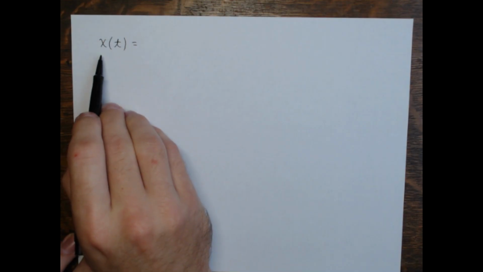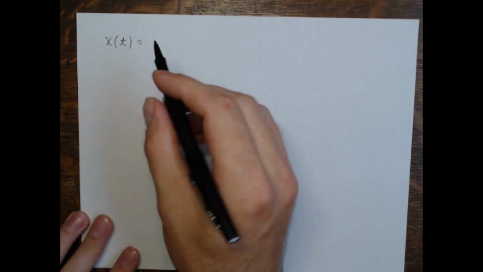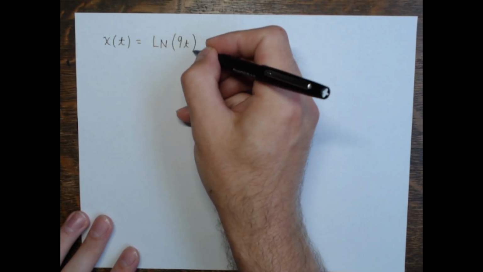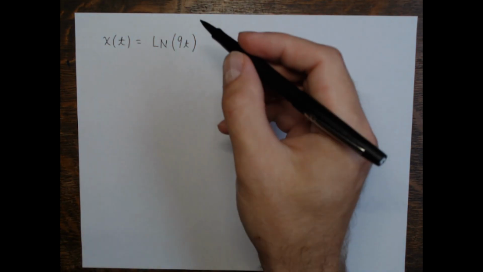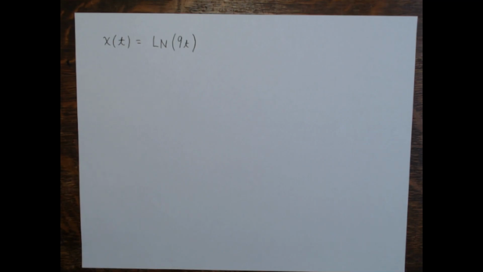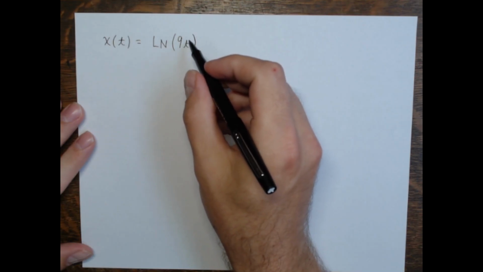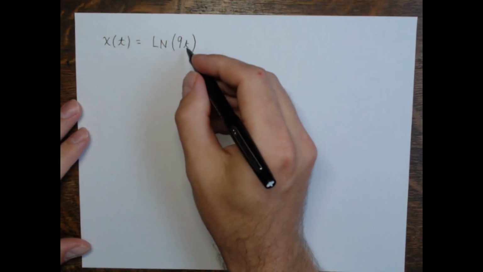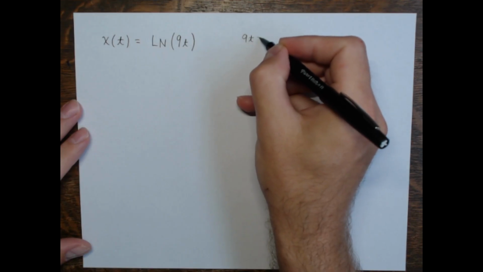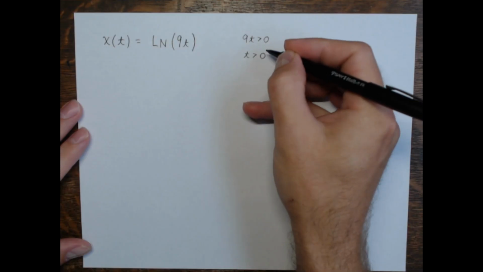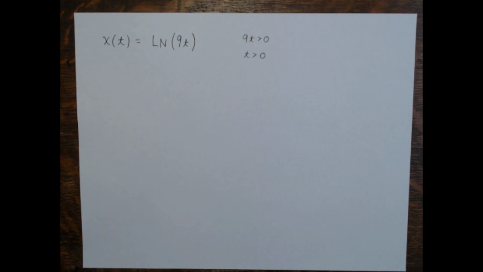So the x coordinate of any location I'm at in terms of this parameter t is given as the natural log of 9t. Something I'm going to point out here is that, remember, the number inside a logarithm, in order to get real number outputs, has to be positive. So 9t has to be greater than 0, and dividing both sides by 9 means that t has to be greater than 0. So I can't plug in 0 for t, or any negative value for t, and get a real value for x, the x coordinate.